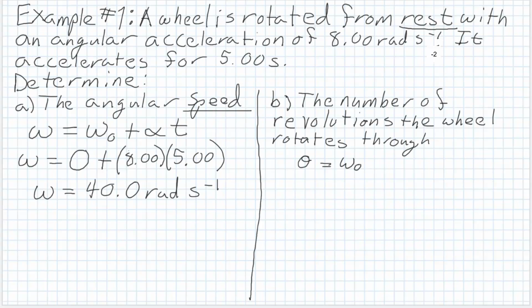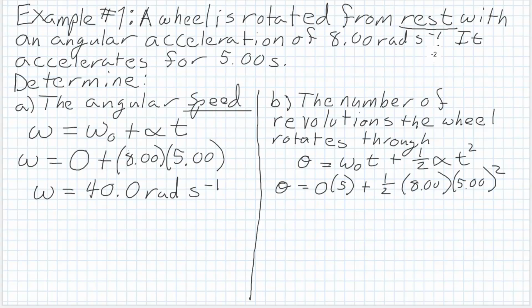Now the question asks us the number of revolutions the wheel rotates through in 5 seconds. Given that this has to do with the number of rotations, I'm going to choose an equation that has to do with angular displacement. Just like before, our initial angular speed is 0, so this term will become 0. Our acceleration is 8 radians per second squared, and our time is 5 seconds.